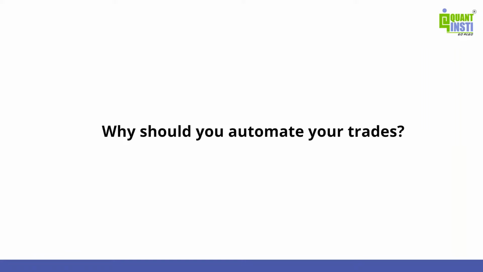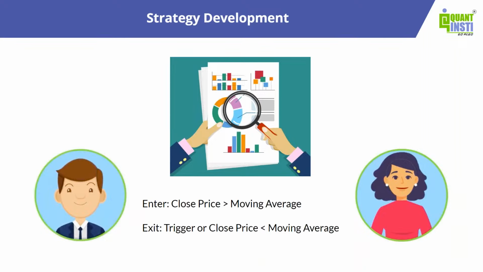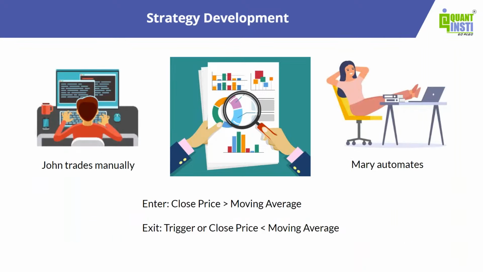Now, why should you automate your trades? I'm sure most of you would have thought about it and you have your own answers. Let's generalize it. Let's take a case of two traders, John and Mary, who want to deploy a very basic strategy of closing price greater than or less than a moving average. Let's say this is the strategy they want to deploy. John is taking the route of a manual trade and Mary is automating the trade. Let's compare the scenarios and understand why we should automate by studying these two approaches.